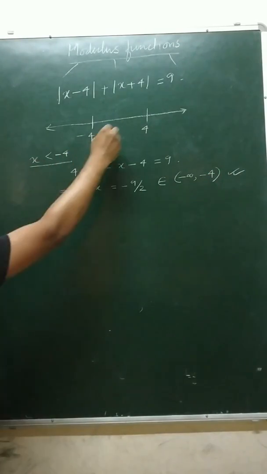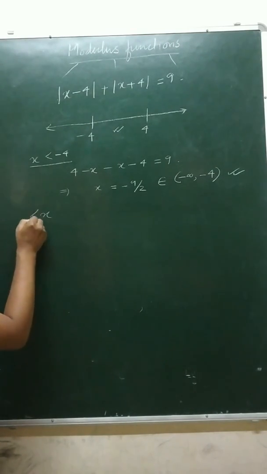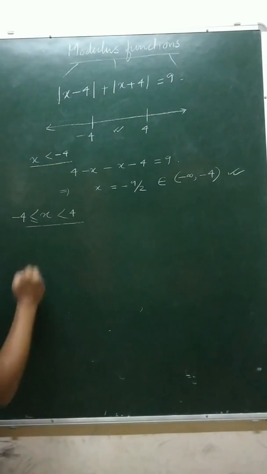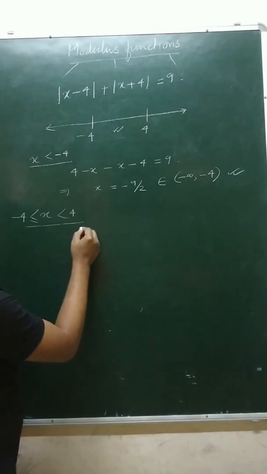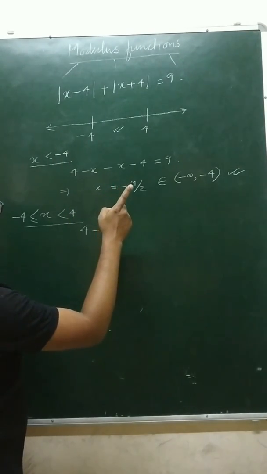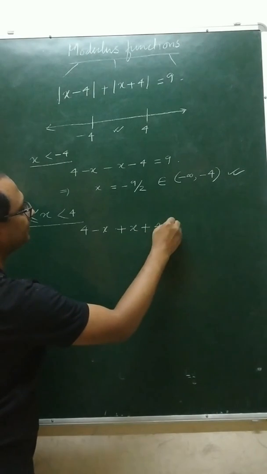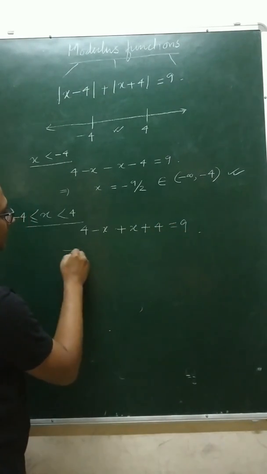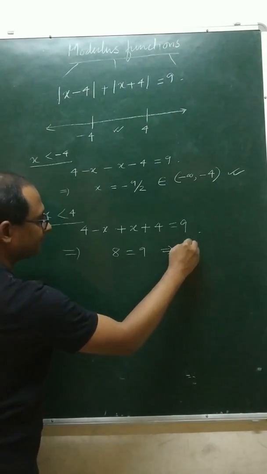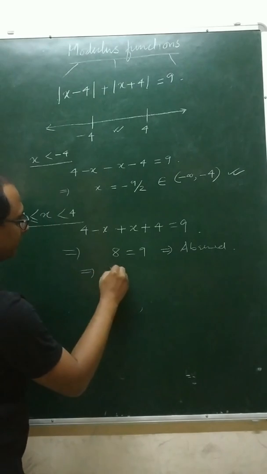The next interval here, x is greater than or equal to minus 4, less than 4. x minus 4 will open with a negative sign, that is 4 minus x, and x plus 4 will open with a positive sign, x plus 4 equal to 9. So 8 equal to 9, which is absurd. So implies no solution here.